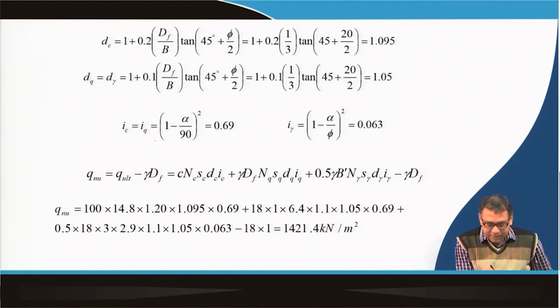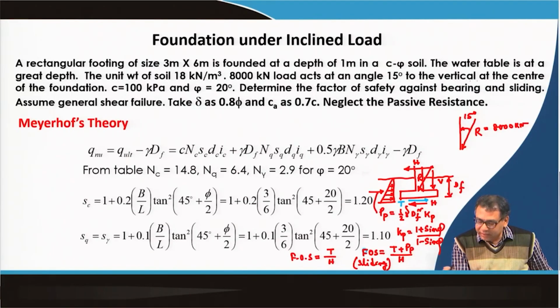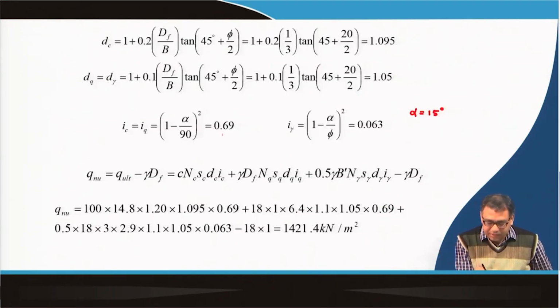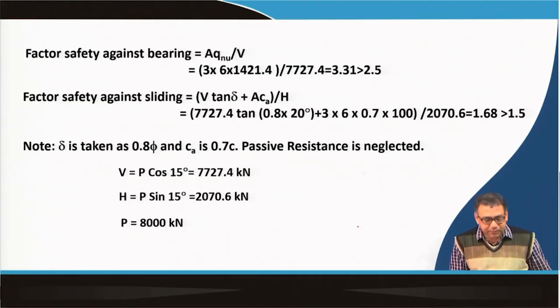Now the inclination factors are not 1. For the inclination factors I c, I q, alpha is 15 degrees, and this is phi, because alpha is given with the vertical. If you put the 15, I will get these correction factors. Now if I put these values in the equation, finally I will get one value, which is 1421.4 kilonewton per meter square. So, net ultimate bearing capacity is 1421.4 kilonewton per meter square. Now we have to calculate the factor of safety. As I mentioned, against the vertical component we have to check the factor of safety against bearing, and against the horizontal component we have to check the factor of safety against sliding.